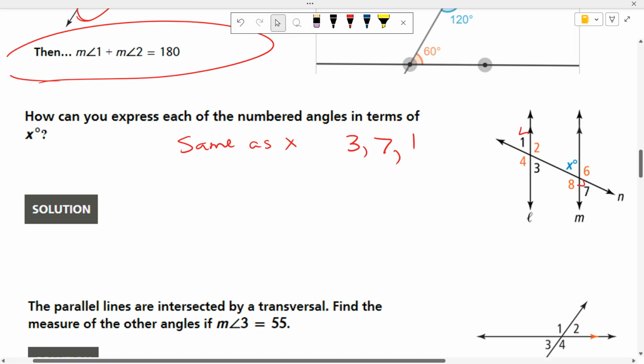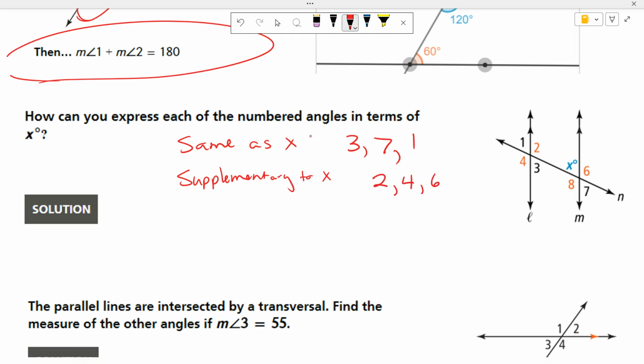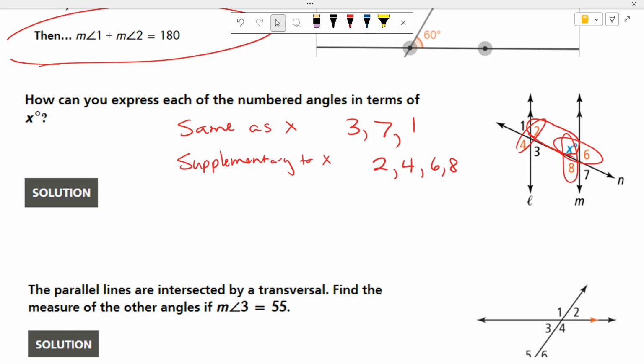Okay? Now, if you want supplementary angles, supplementary means they add up to what? 180. So supplementary to X would be 2, 4, 6, and 8. Linear pairs are supplementary. Same side interior angles are supplementary. And just because that's supplementary, then 4 will be the same.